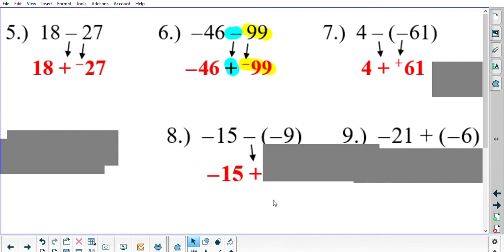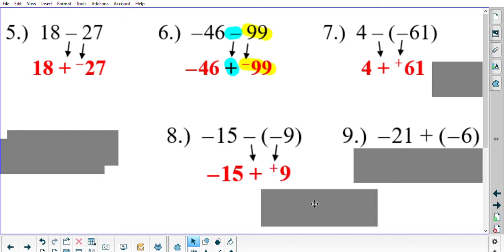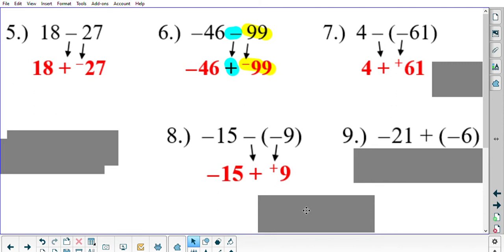I hope you guys are writing all this down. I'm not doing this for me. I'm doing it for you. Make sure you're writing it down. Negative 9 becomes its opposite. The opposite of a negative is a positive. Again, if you didn't hear me say it before in the video, you do not have to draw the arrows. This is what we should have.